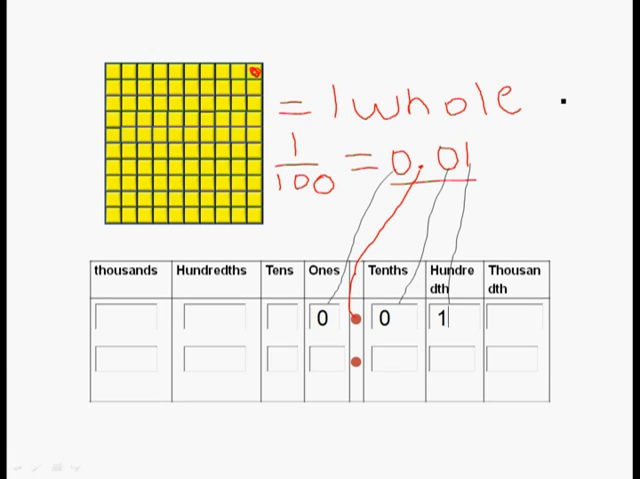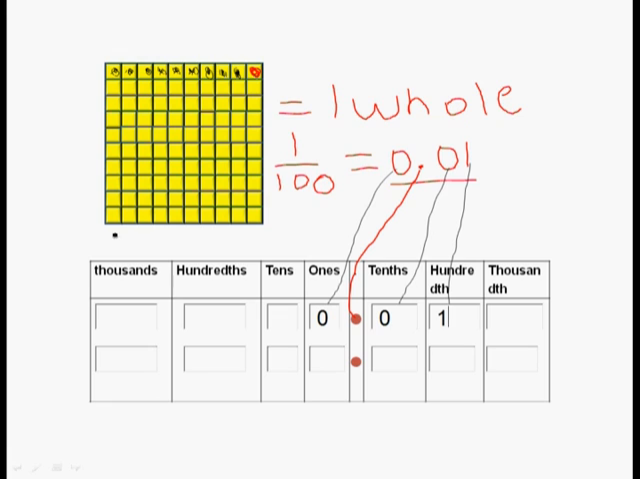Alright. Now my question then. What if I were to shade 9 more? So let's call it 1, 2, 3, 4, 5, 6, 7, 8, and what? 9. So we have shaded what? 9 more. But question, how many in all have we shaded? You'd have said what? 10.